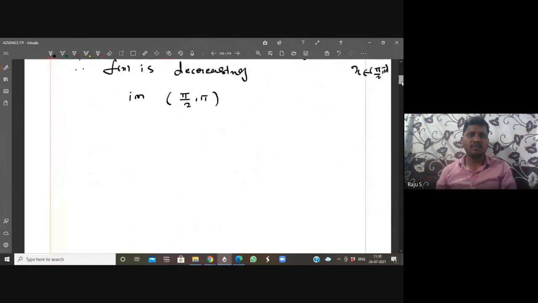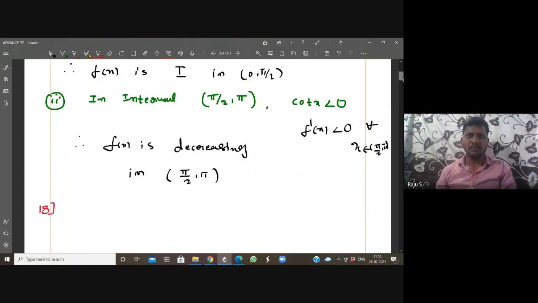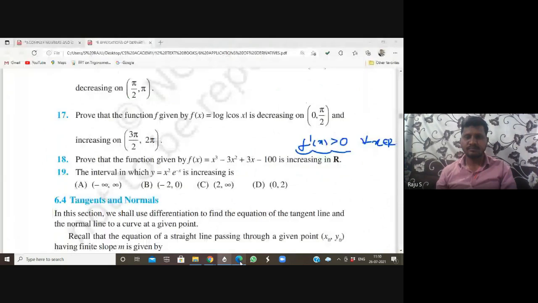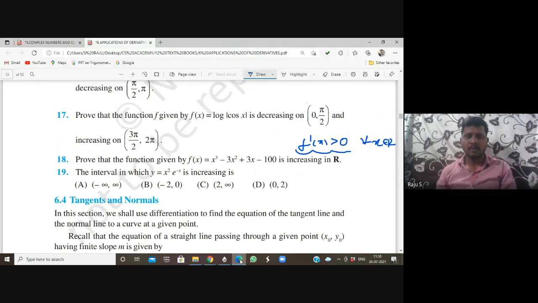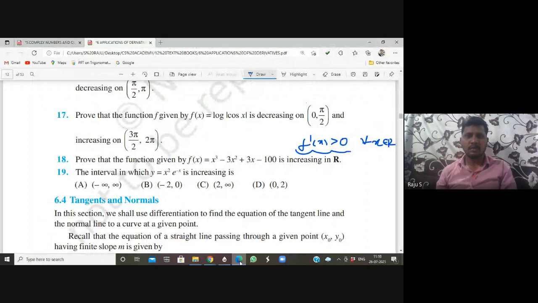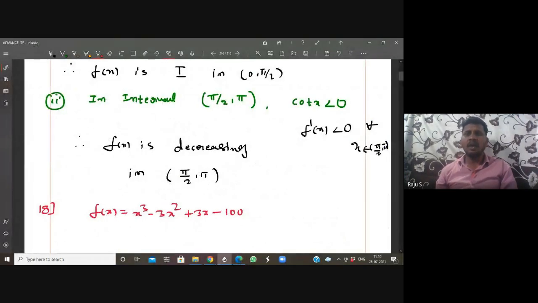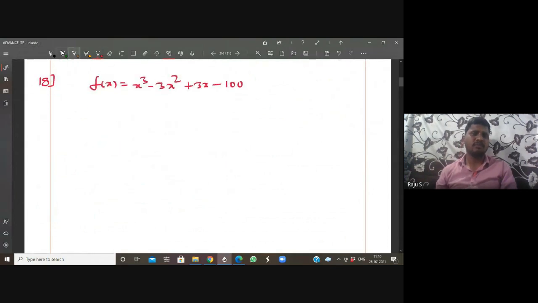I have checked the f dash of x value. If you want, you can note down the 18th. So the 18th question is, the given function is x cube minus 3x square plus 3x minus 100. Okay. So we have to prove that this is increasing in R. So find f dash of x.